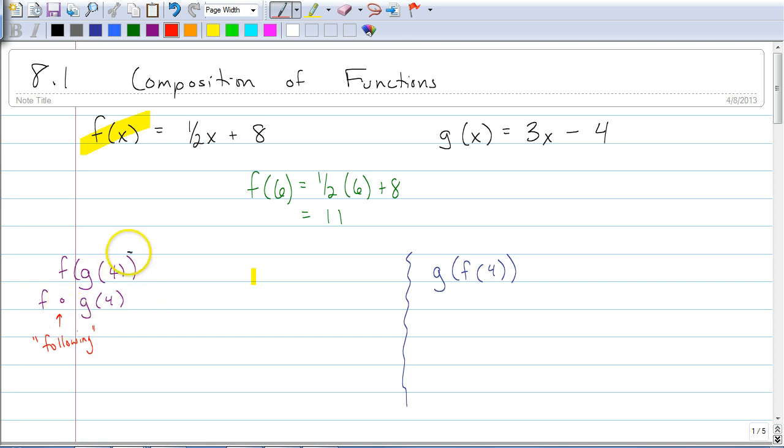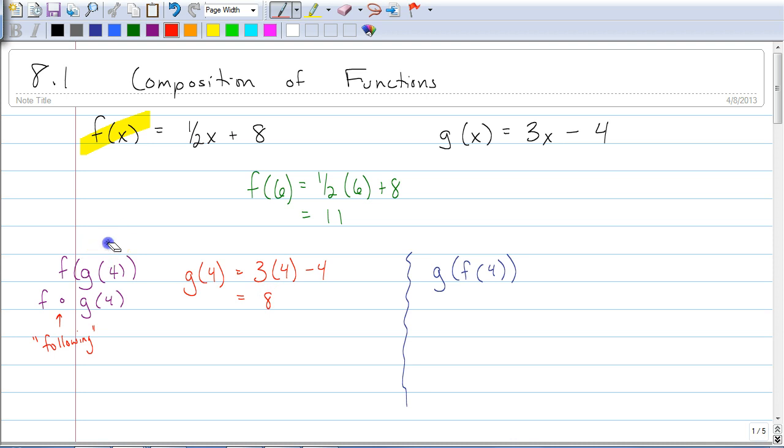Well, today we're going to focus mostly on seeing problems like this. Some of the problems in your assignment will use that symbol following, and we'll look at those here in a minute. But first, again, the way that you're going to do this is from the inside out. So I'm going to take 4 and put that inside of function g. So g tells us to take 3 times whatever x is and subtract 4. So x in this case is 4. So I'm going to take 3 times 4 and subtract 4. Well, 3 times 4 is 12, and 12 minus 4 would give me 8.